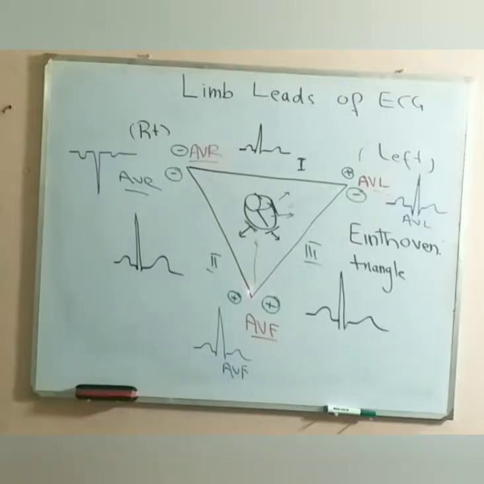So all in all, left foot is positive for both lead 2 and 3. Right arm is negative for both lead 1 and AVL. Left arm is positive for lead 1 and negative for lead 3.